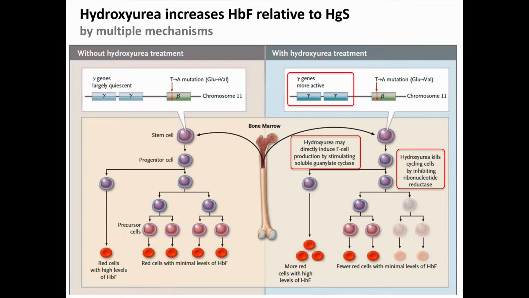On the other side of the coin, hydroxyurea inhibits the production of the RBC progenitor cells that make hemoglobin S. This latter mechanism occurs because hydroxyurea has a cytotoxic effect by inhibiting ribonucleotide reductase. The progenitor cells for RBCs making hemoglobin S proliferate more rapidly than those producing fetal hemoglobin, so they are more selectively killed by hydroxyurea's cytotoxicity. All this results in relatively more cells producing fetal hemoglobin and fewer cells producing sickle hemoglobin.